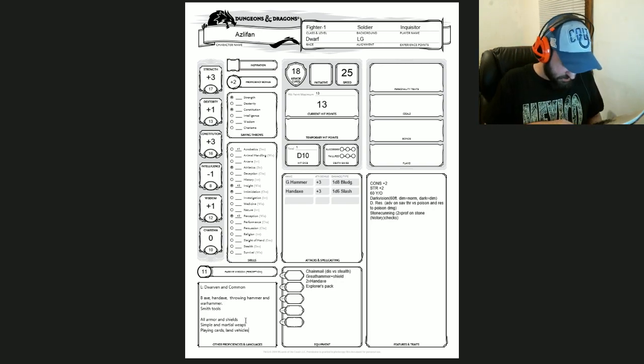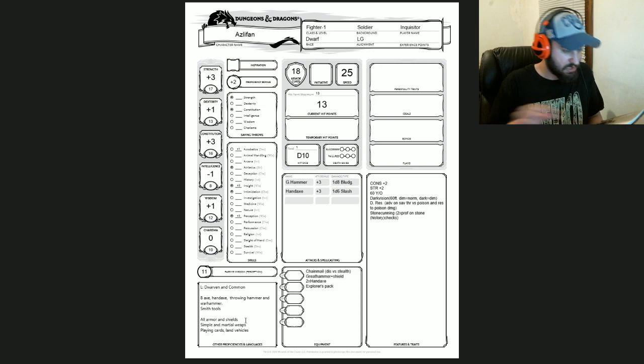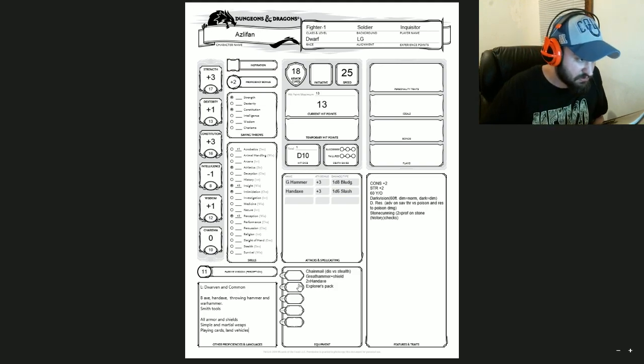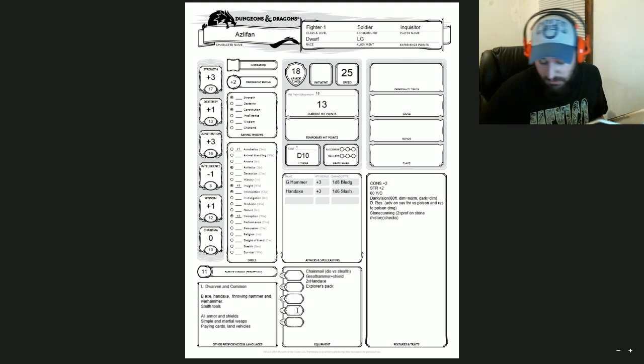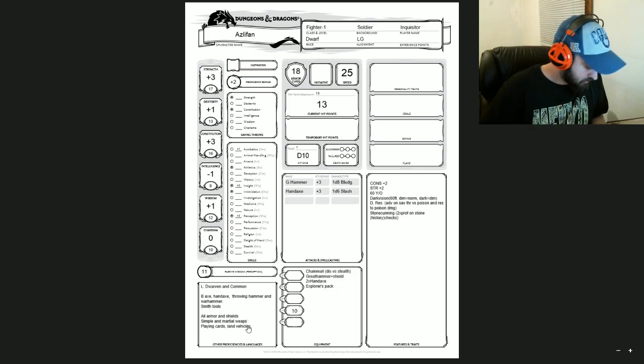Once we have that turned in, we are gonna go ahead with the equipment, as in an insignia of a rank, a trophy taken from a fallen enemy, a dagger, a broken blade, or a piece of banner, a set of bone dice or deck of cards, a set of common clothes, a belt, pouch containing 10 gold pieces. Sorry, my French coming out there. So 10 gold pieces. There we go. And let's go. An insignia of rank.